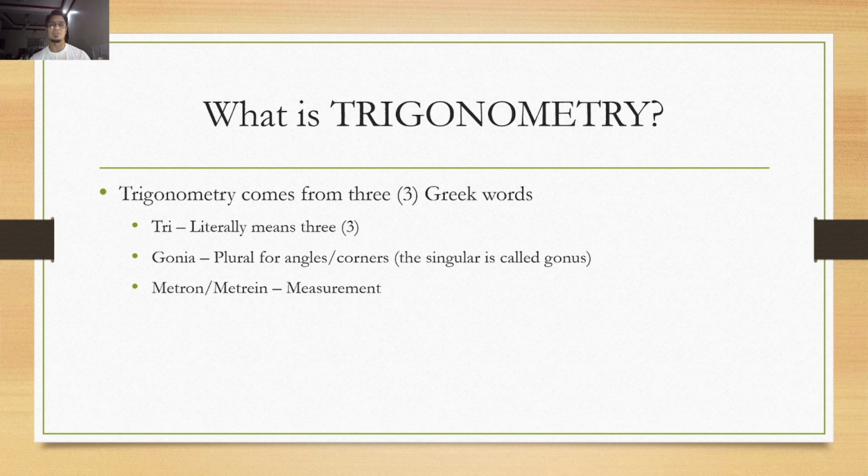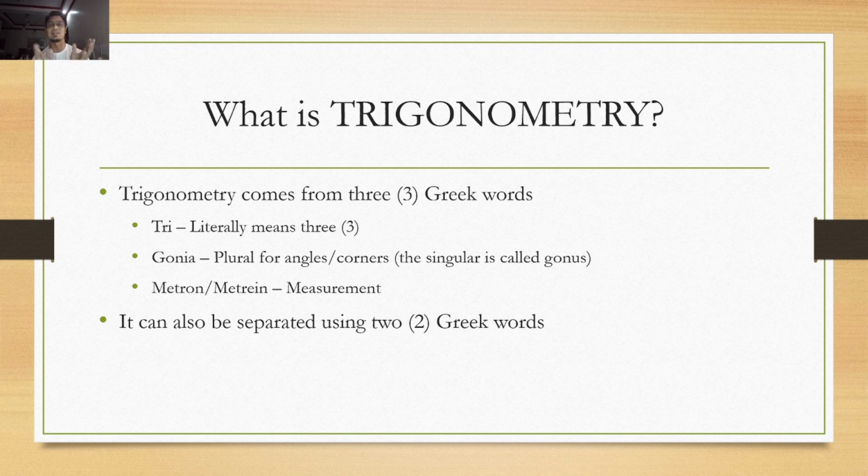Now, may mga magsasabi, sir, nabasa ko hindi naman po 3 words yung pinanggalingan, ito lang. Okay. Actually, yung trigonometry can also be separated using 2 Greek words naman. Ang ginawa lang dito, pinagsama yung dalawang Greek word to produce another word with a meaning. Ito po yon.